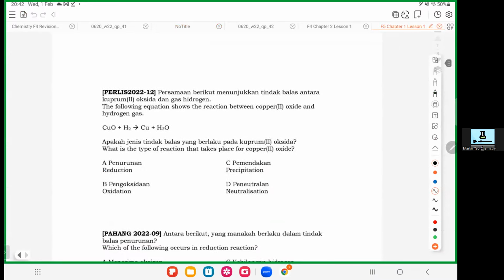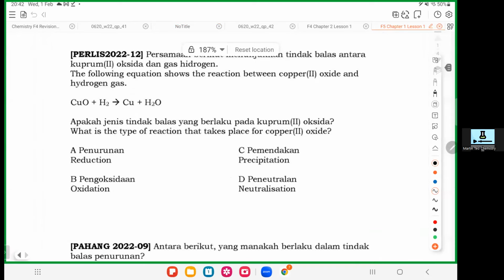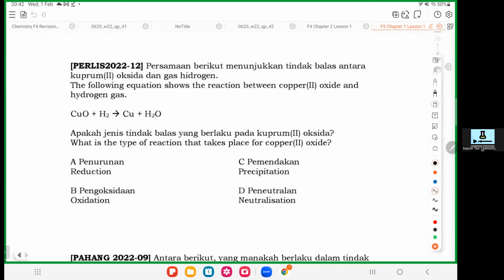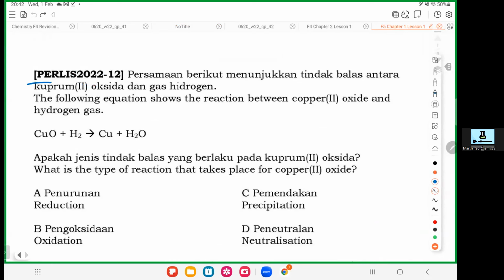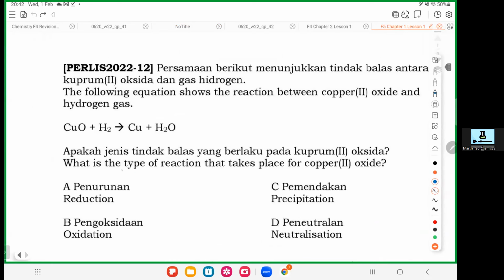Okay, right. So now let's look at one state paper question. This question is from the 2022 Police trial exam paper, Soalan Percubaan Polis. They give you this chemical equation. They give you this chemical equation. They ask what is the reaction that happens on copper oxide. So copper oxide is this one.